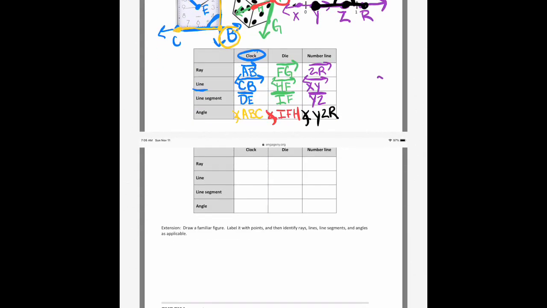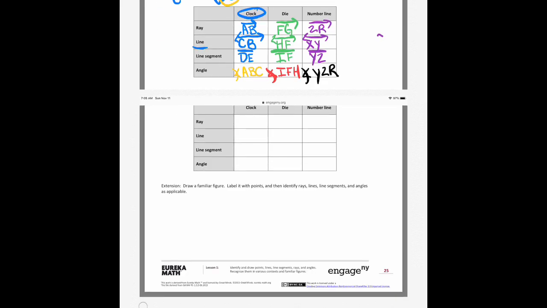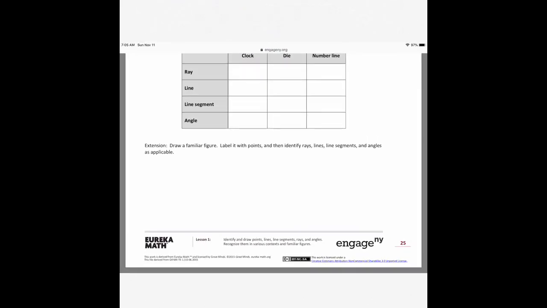Okay, last part, the extension. It says draw a familiar figure, just like we did earlier, like a real life thing, and label it with points, and then identify rays, line segments, and angles. So just like before. So I guess I'm going to try drawing a chair. Don't make fun of my drawing. Once I can get the pen to work.